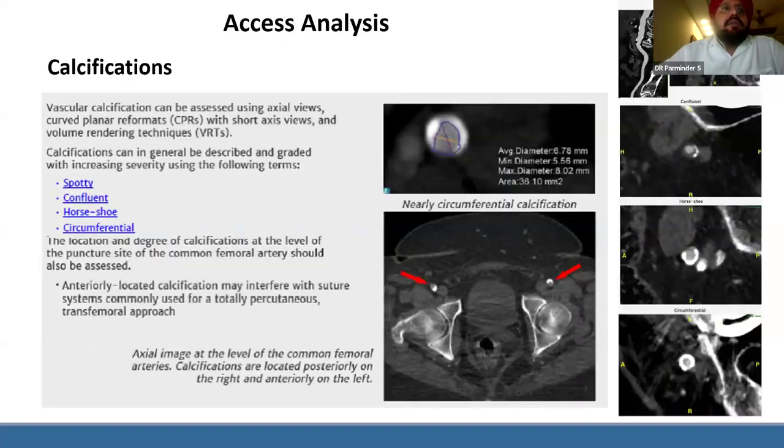Calcifications are also important. Calcifications may be spotty, sometimes just at the spots. They may be confluent like this. They may be horseshoe shaped like this, or they may be concentric or circumferential like this. Circumferential and horseshoe calcifications are significant, and they may impair our access, but others can be addressed as the vessel stretches to some extent.